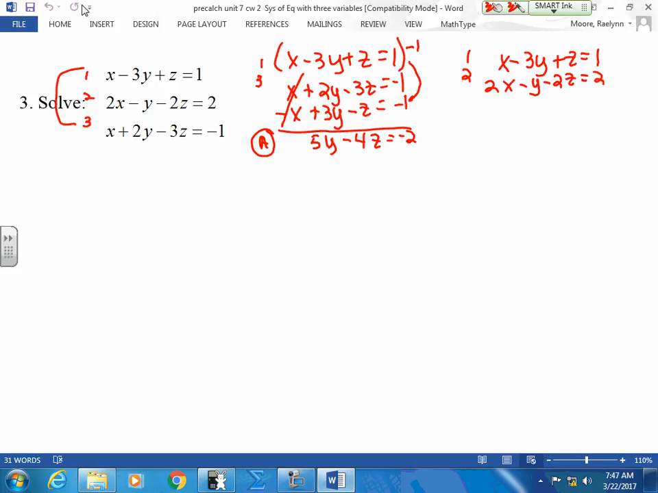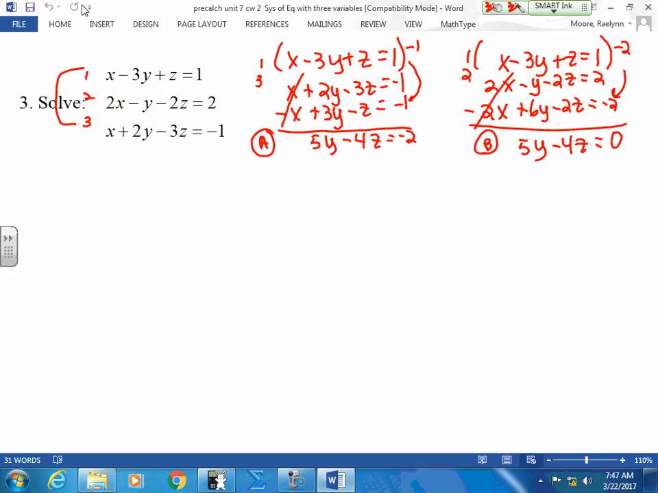Okay? Any suggestions? By negative 2. Good. I need to eliminate x. So I'm going to bring this down here. Add these together, I'm going to get 5y minus 4z equals 0. This is my b. Aha, it's the same or what?